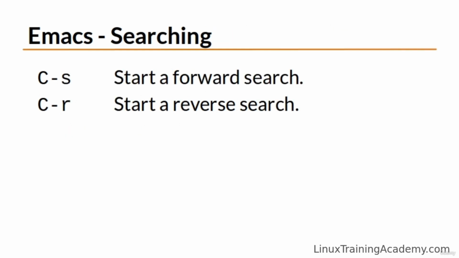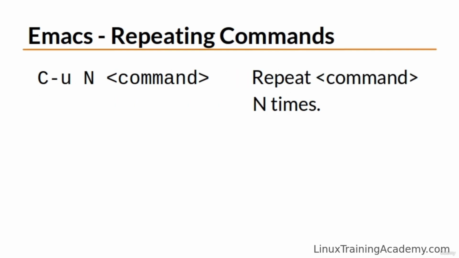Control-S will start a forward search. Type the text you're looking for, and type Control-S again to move to the next occurrence of that text. Press Enter when you're done searching. Control-R starts a reverse search. Like VI, Emacs provides a way to repeat commands. For instance, to kill 3 lines of text, type Control-U, 3, Control-K.